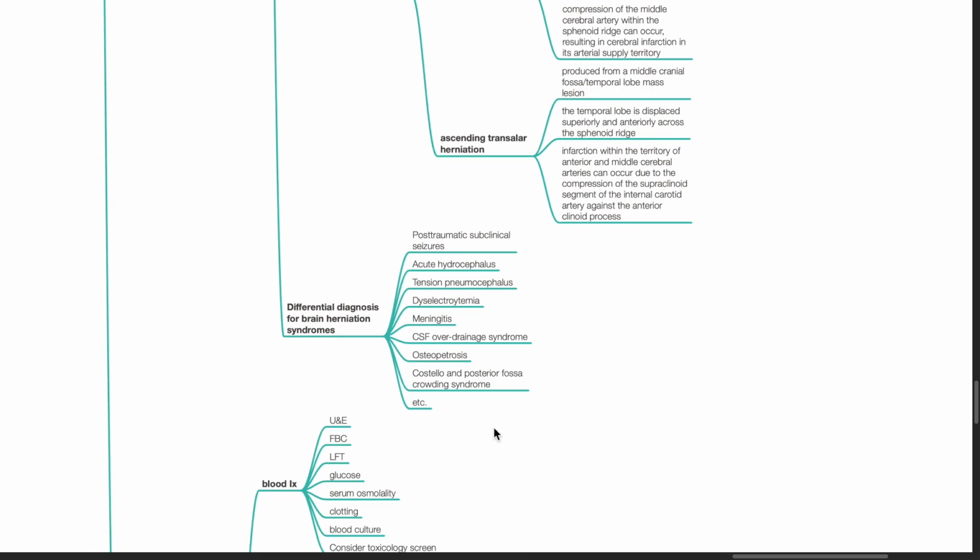Differential diagnosis for brain herniation syndromes: post-traumatic subclinical seizures, acute hydrocephalus, tension pneumocephalus, electrolyte imbalances, meningitis, CSF overdrainage syndrome, osteopetrosis, Costello syndrome, and posterior fossa crowding syndrome, etc.